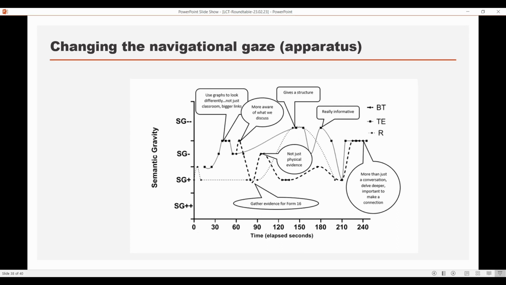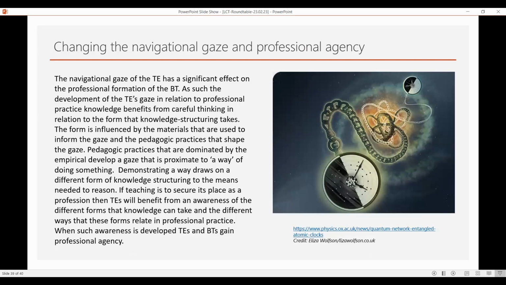So this comes back to some of the points that we've begun to touch on. One of the teacher educators was saying that the graphs made them look very differently. They're now looking not just at the classroom, but the bigger links. As a consequence of seeing the profiles, they're more aware of what they discuss, and it gives them a structure. They're no longer just thinking about the physical evidence, but about the dialogues and the classroom together being different forms of evaluation of professional knowledge that connect together. So again, I relate it back in the thesis to that big idea of the navigational gaze, how we see our profession, and that the navigational gaze of the teacher educator, whether they see it as time and space and context dependent, or the connection or the flow, makes a huge difference.